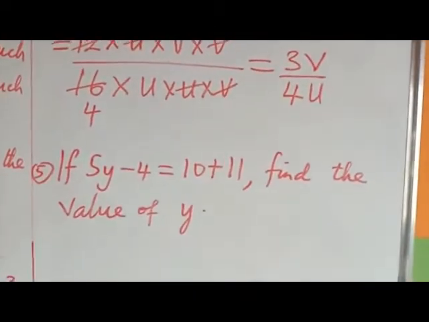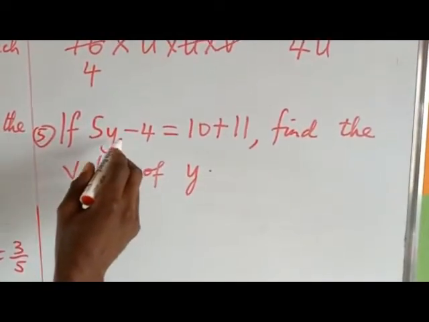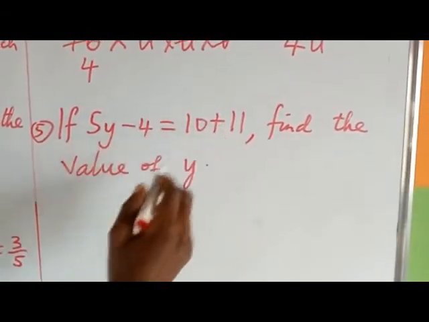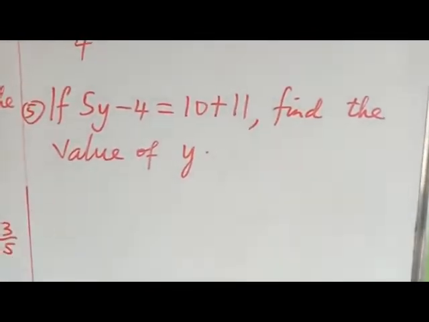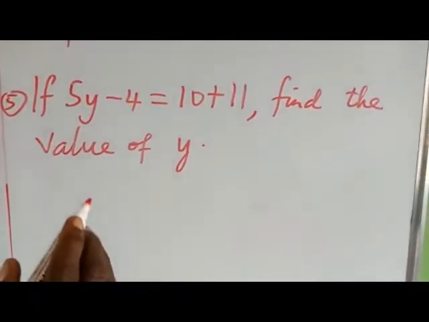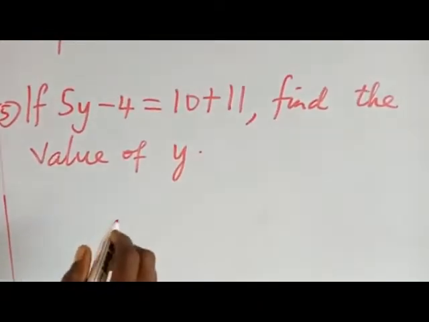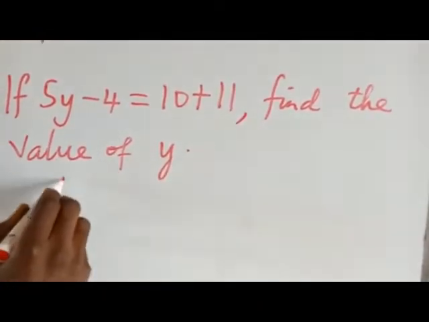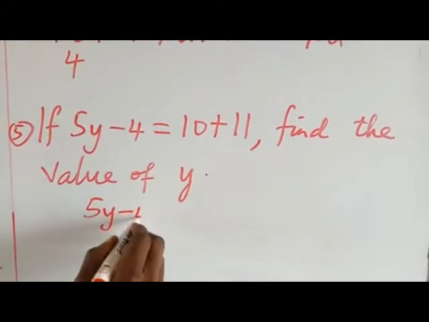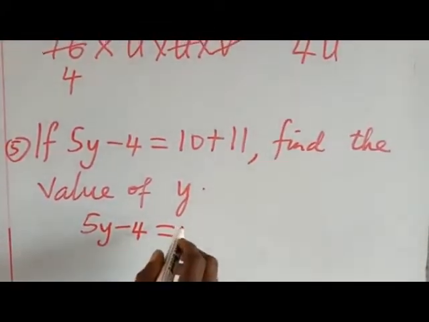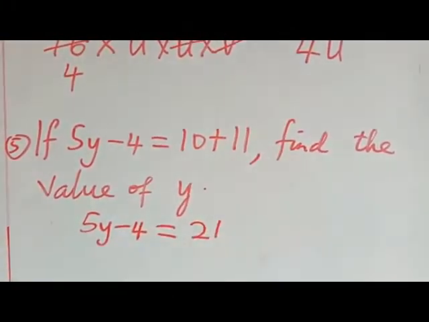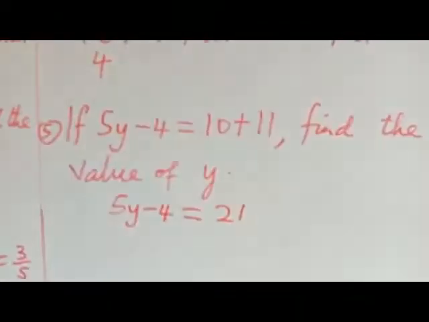Example 5: say 5y minus 4 equals 10 plus 11, find the value of y. In this case, when you see something like this, you need to collect like terms. Having collected like terms, you solve as follows. So we have here 5y minus 4 equals 10 plus 11, which is what? That is 21. We have added these two together now.